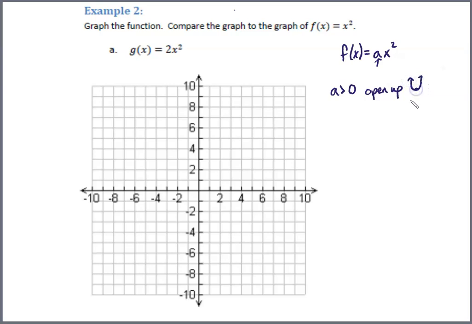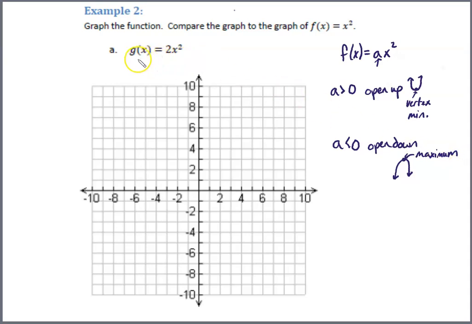So the vertex will be down here. Therefore, the vertex will be at the lowest point, meaning it will be a minimum. Now, if a is less than 0, if a is a negative number, it will open down. So in general, it will look something like this. And so the vertex will be a maximum.